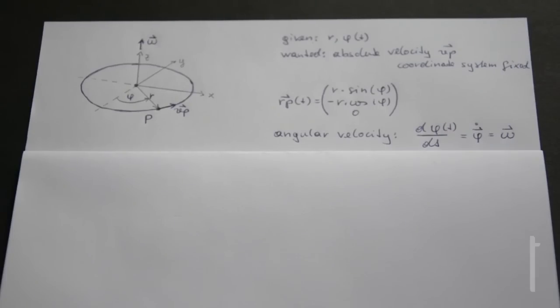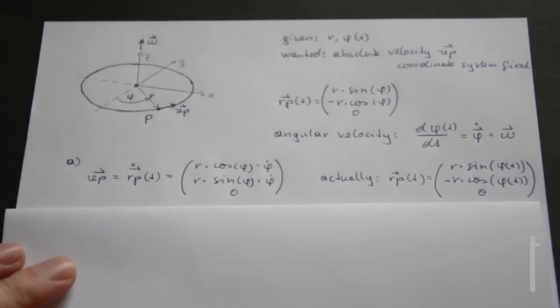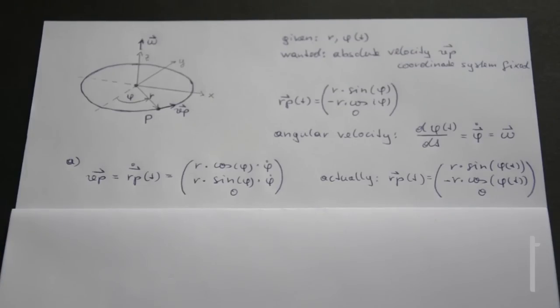Okay, we have two possibilities to find the absolute velocity of P, Vp. But the first one just works because this is an inertial frame of reference and Rp is dependent on time. Just because Rp is already displayed in this coordinate system, the coordinate system related to which we want to find our velocity, we can simply derive Rp with respect to time. So then we get our absolute velocity Vp.